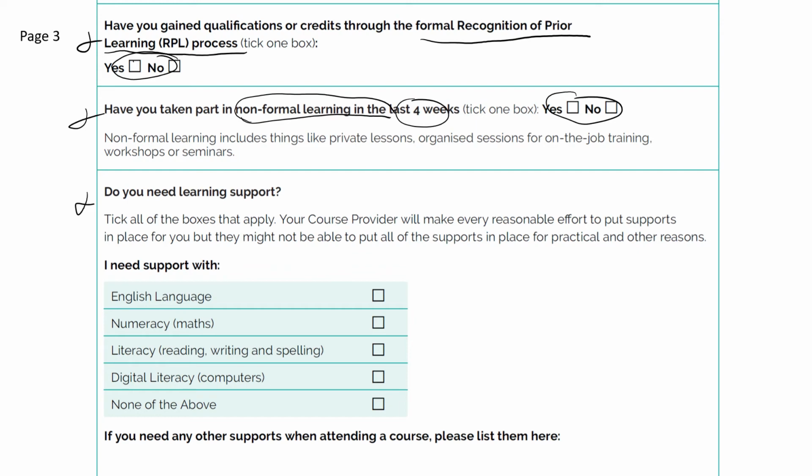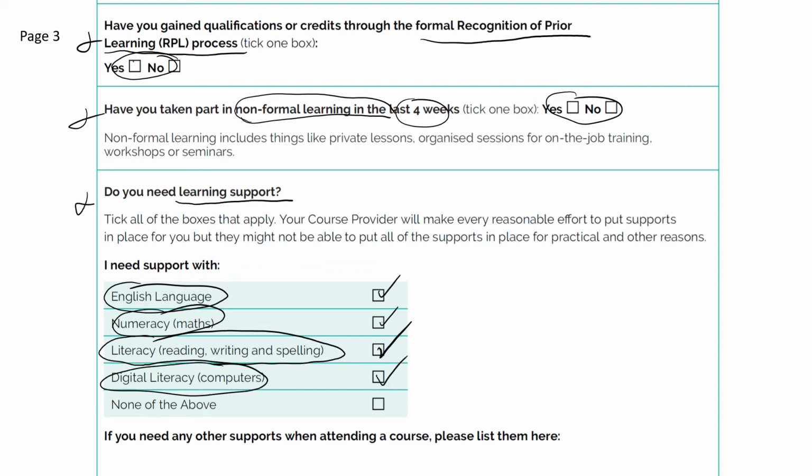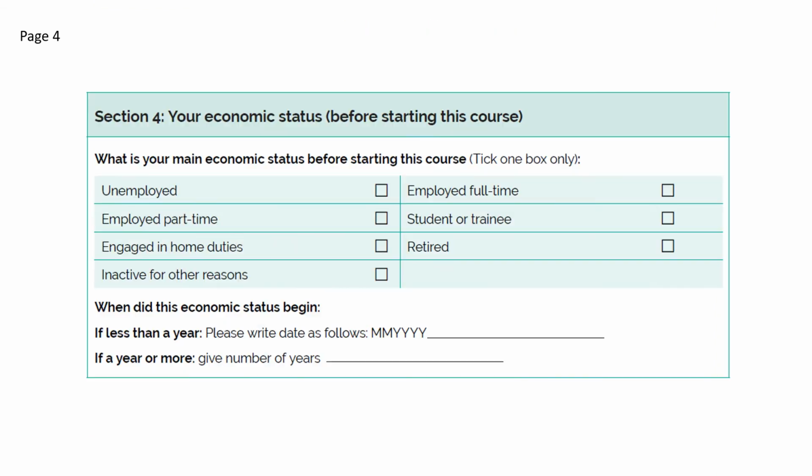The next section is about support. If you need support with English language, click here. Numbers, here. Literacy, reading, writing and spelling. If you need support there, check this box. Computers, check this box. If you don't need support with any of these, choose none of the above. If you need any other supports when attending a course, write them in here at the bottom of the page.